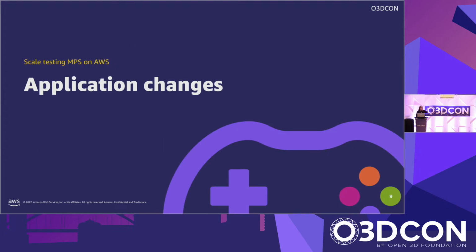Okay, so I've given you a high-level idea of what we've built. I'm going to go over now what the application level changes you need to make to actually get this to work.